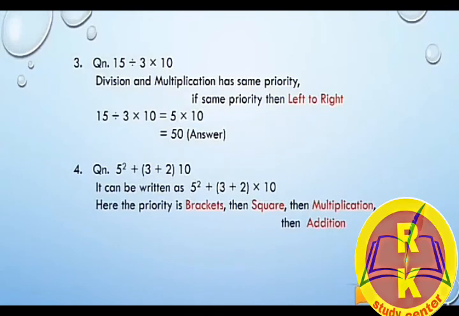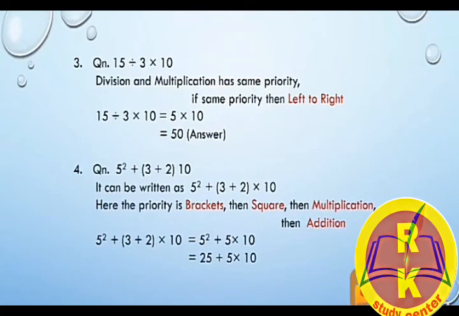According to BODMAS, the bracket should be done first. Then orders. Square comes in orders, so we need to do the square. Then multiplication. Then addition. So we will do the bracket first. 3 plus 2 equals 5. Next is the square. 5 square is 5 into 5, 25. Then multiplication, 5 into 10, 50. And finally addition. So 75 is the answer.